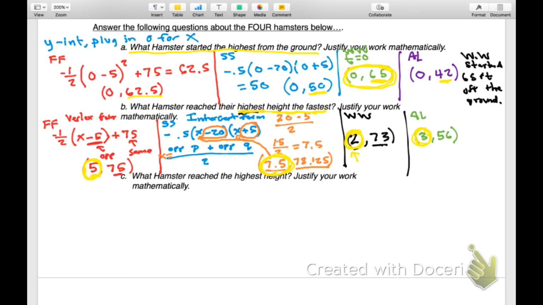So now just looking at all this data, the one that reached its maximum height the fastest was the Wiggling Wonder. So we can say the Wiggling Wonder reached its max height after 2 seconds.